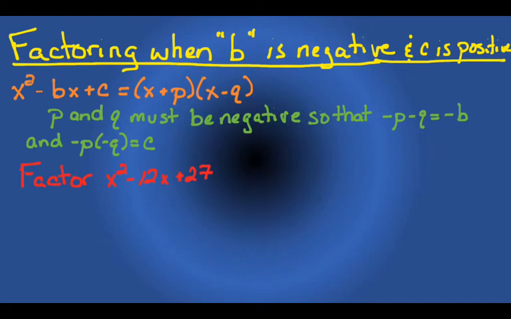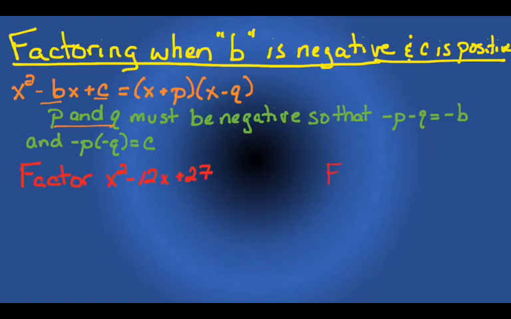Remember, p and q have to multiply together to give you c, and add together to give you b. So the only way you're going to multiply to get a positive number and add to get a negative number is that p and q must both be negative. So let's give this another go at factoring and figuring out what our two binomials will be.